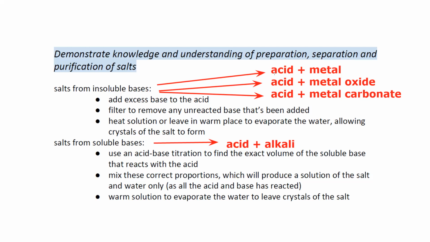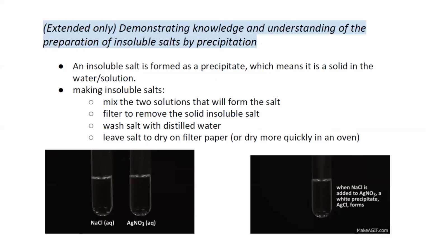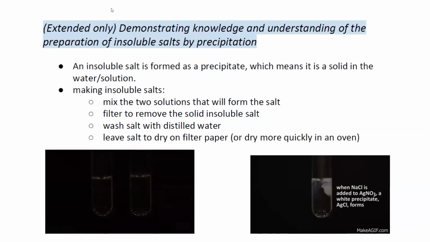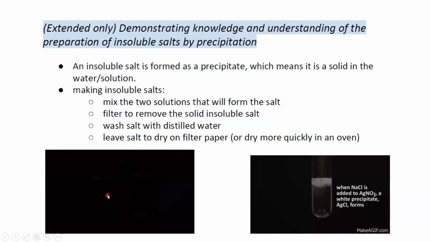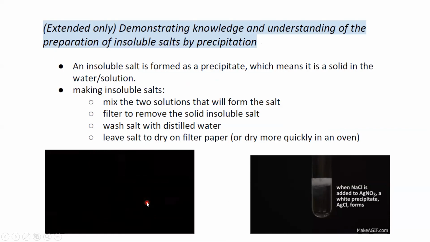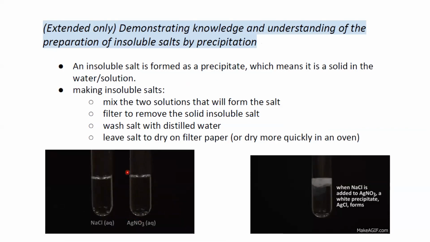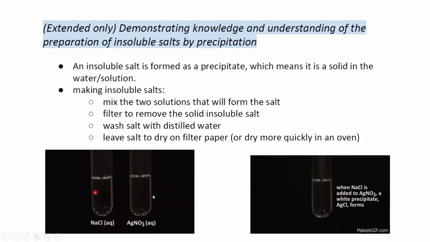Then if we want to prepare an insoluble salt, the salt which does not dissolve, this is called ionic precipitation. What happens in ionic precipitation? In this case, we mix two salts together. As you can see here, on the left hand side, we have sodium chloride solution. On the right hand side, we have silver nitrate solution. So what we do, we mix them together in one test tube. The moment we mix the two solutions with each other, you can see a white solid is formed.